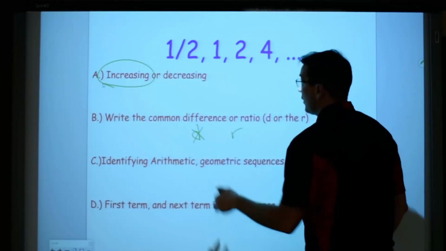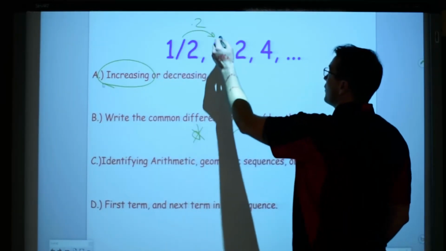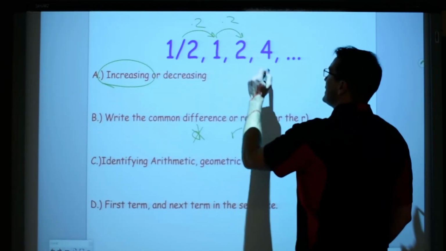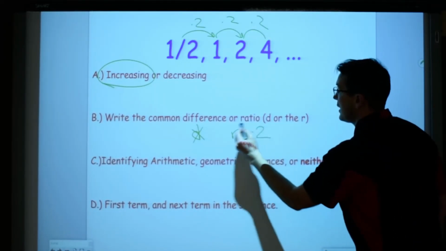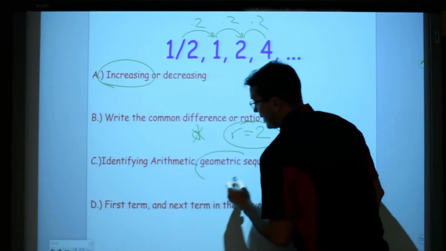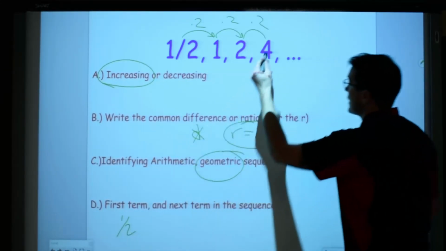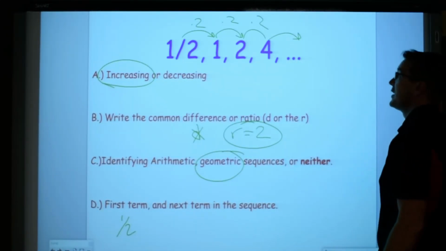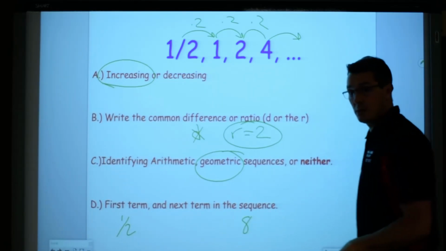What about a ratio? Well, let's see. 1/2 times 2 would be 1, and 1 times 2 would be 2, and 2 times 2 would be 4. So this is a ratio, and that ratio is 2, which means if it's a ratio, it is geometric. And then what's the first term? The first term is 1/2, and if this sequence holds, the next term in the sequence would be 8. Cool?